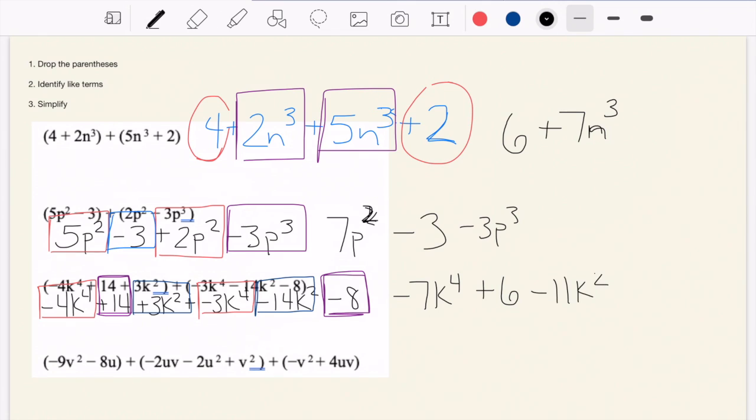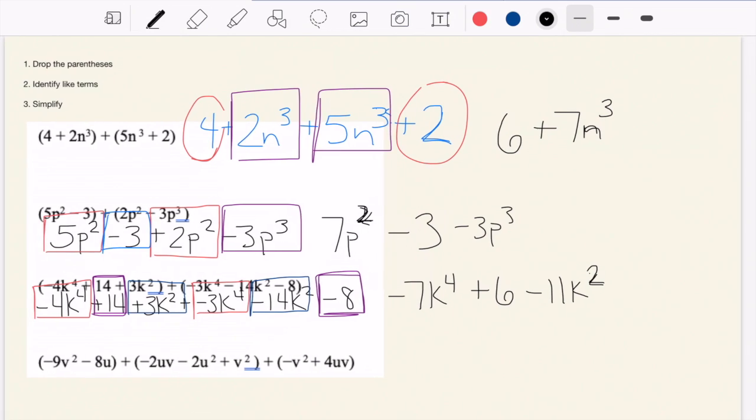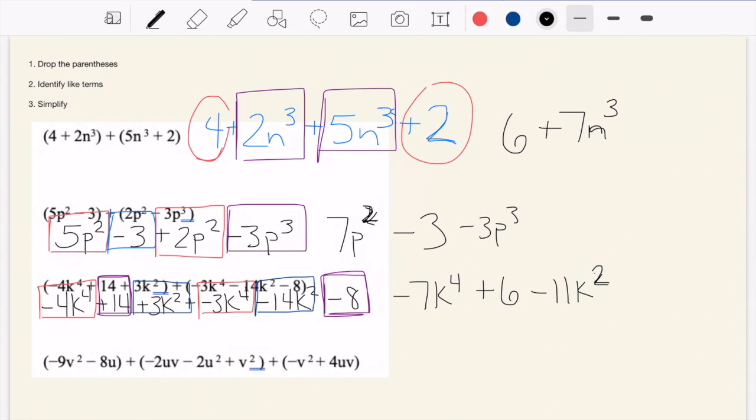Like I said, it might be written differently in your answer choices. Most likely they will take the largest exponent, like the k to the fourth right here, and that'll be what's listed first, and it'll go in descending order. So it will most likely be written like this as an answer choice.